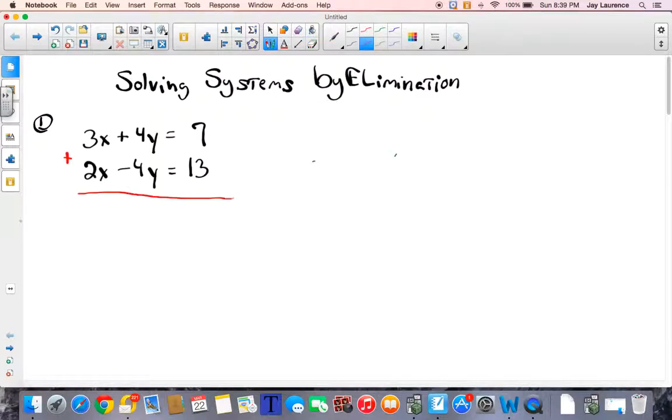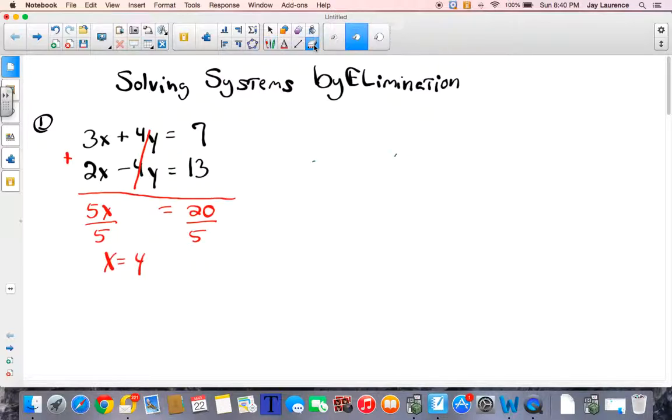Because when I add these together, watch what's going to happen. I'm going to get 5x. Those will cancel each other out, and I'll get 20. Now, I'm going to divide by 5, divide by 5, then x equals 4. All right, so x was 4. Isn't that what I said x was before? Now, I have to take this 4 and put it into one of these two equations. I guess I'll put it into the first one.